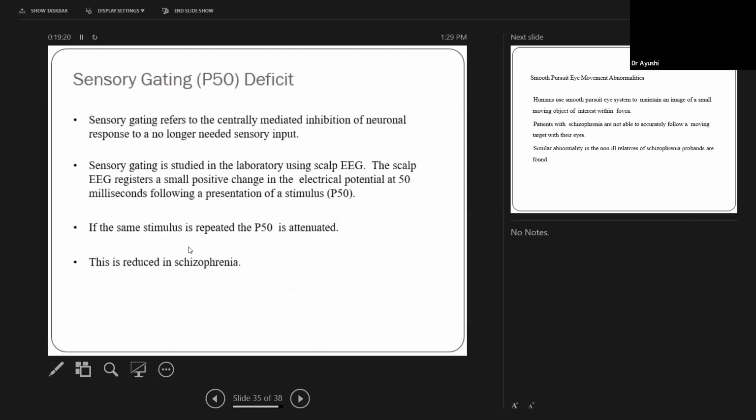Similarly, there is sensory gating P50 deficit. Sensory gating refers to a centrally mediated inhibition of neuronal response to a no longer needed sensory input. Sensory gating is studied in the laboratory using EEG. The scalp EEG registers a small positive change in the electrical potential at 50 milliseconds following presentation of the stimulus, that is P50. If the same stimulus is repeated, the P50 is attenuated, and this is reduced in schizophrenia.